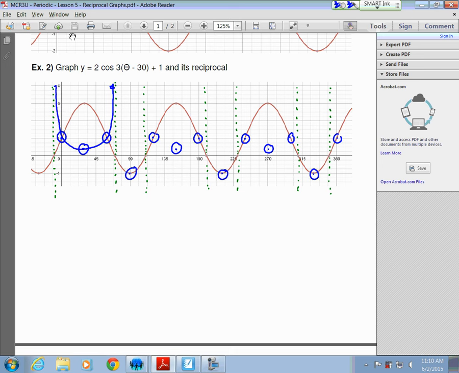Please remember to put arrows here on all, because we do actually continue on forever, getting more infinitely close.